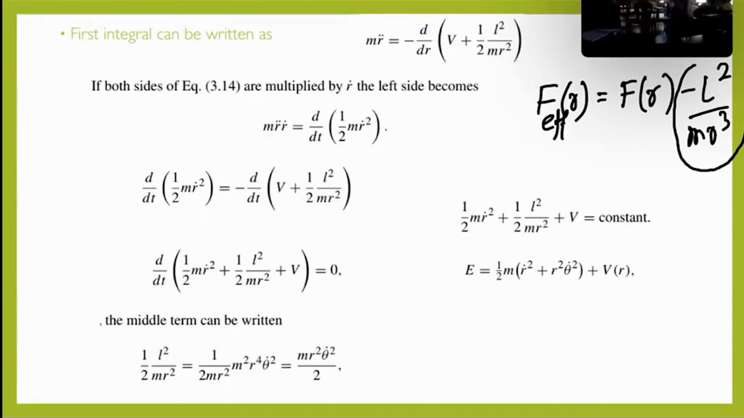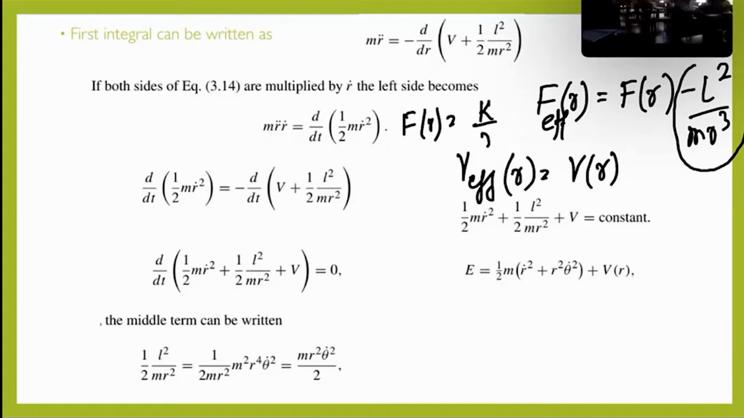Similarly, if I want to write my effective potential, take the inverse square law force, for example, Fr equals K by R squared. Then this potential will be minus K by R, for some constant K. The effective potential will have L squared upon 2 m r squared. I have not written the whole term yet; you have to write this term also.